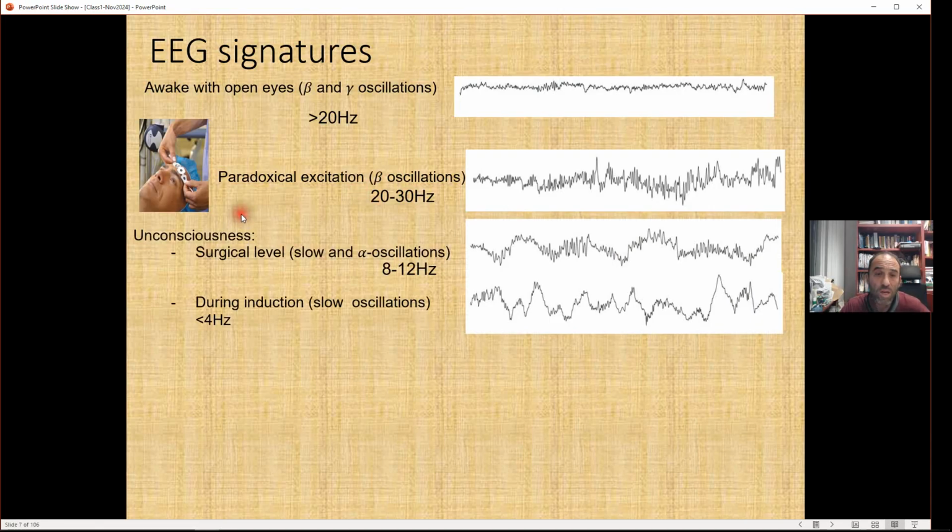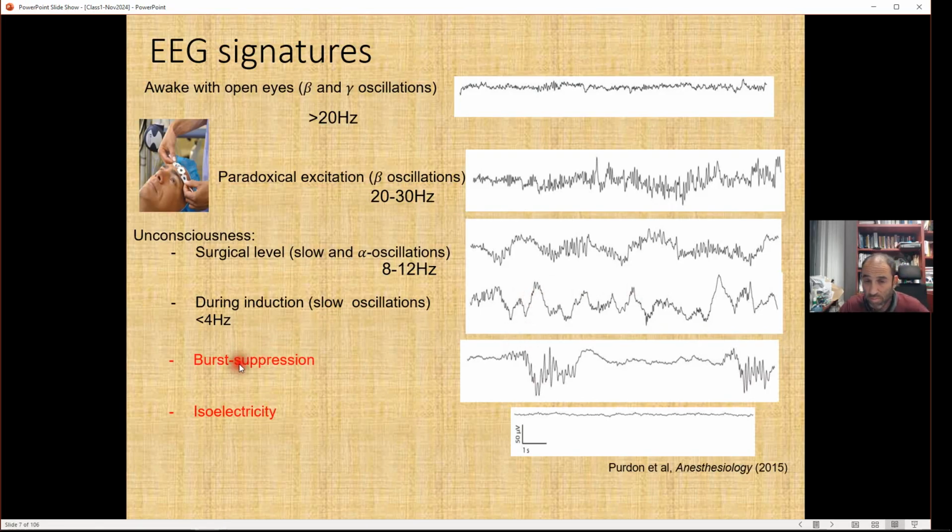However, during stages such as unconsciousness, you can see the appearance of two types of bands. One is the alpha band, which is between 8 and 12 Hertz, and the other one is the delta band, which is these very long and slow oscillations between around 0 to 4 Hertz. So this is the signature of what you would like to see during, for example, anesthesia.